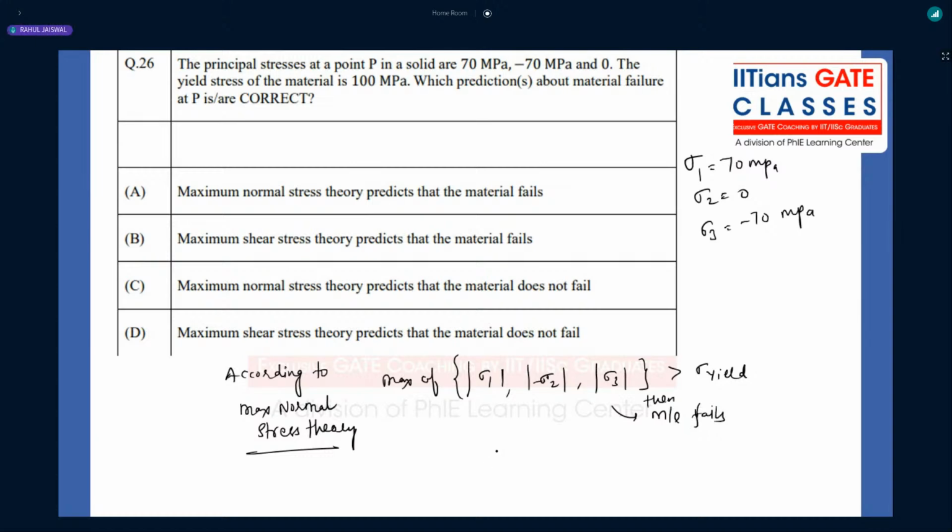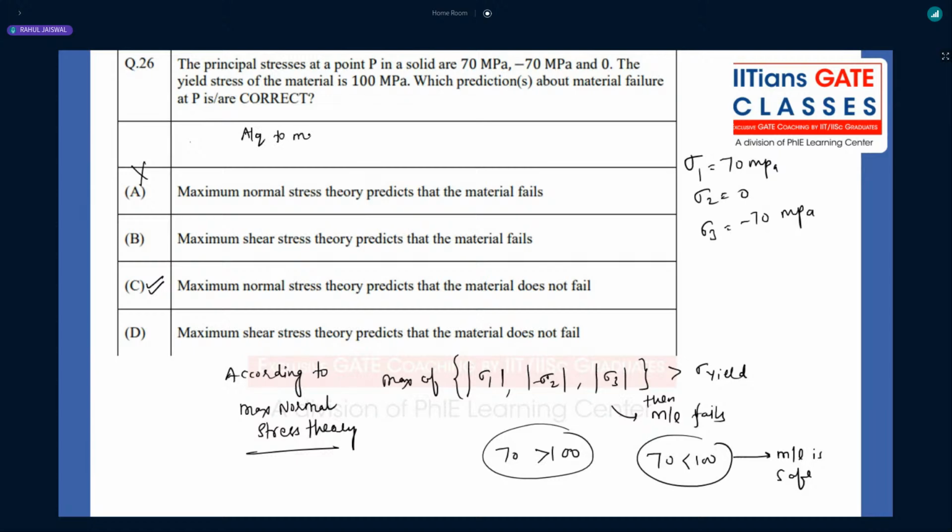Just check whether 70 megapascal is exceeding this yield stress value or not. Whether it is exceeding, no. So the maximum normal stress theory is saying that 70 is less than 100, so the material is safe, right? So this is incorrect. Which option will be correct? C will be correct. Just check it according to maximum shear stress. According to maximum shear stress, what can we write?